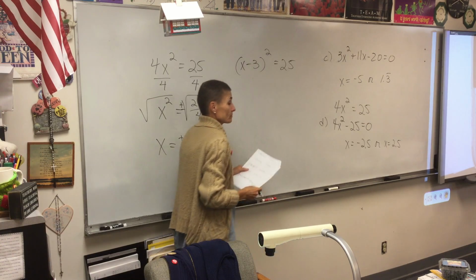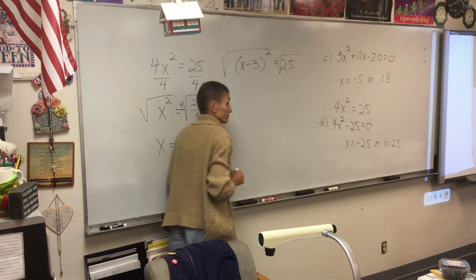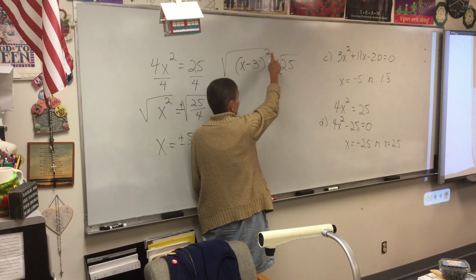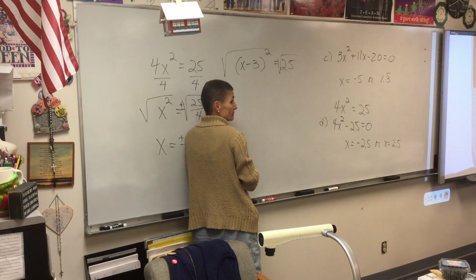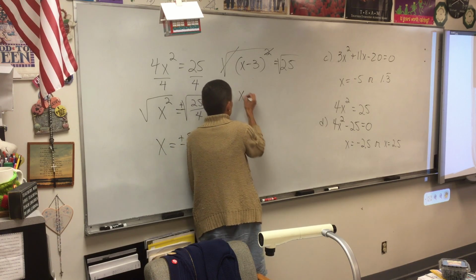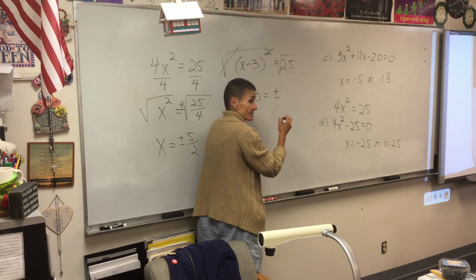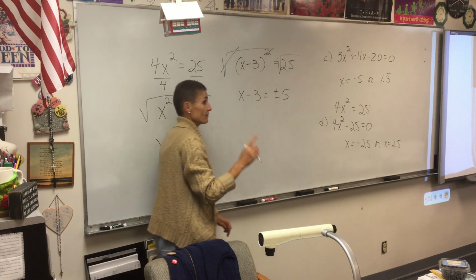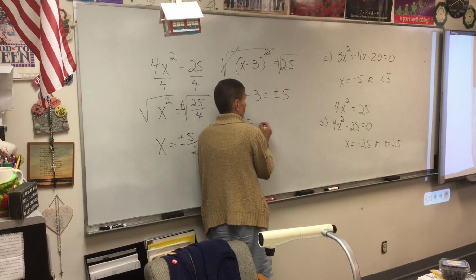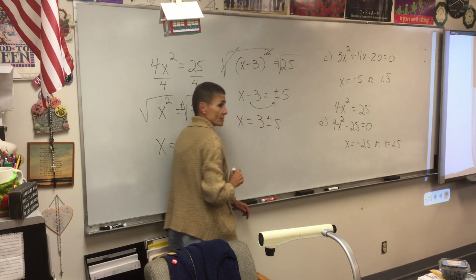Here we go. We're going to take the square root of both sides. Now, what happens when you take the square root of something squared? It goes away. So you're left with x minus 3 equals plus or minus 5. Don't forget the plus or minus. So x equals 3 plus or minus 5. I have to add my 3 over to the other side, right?